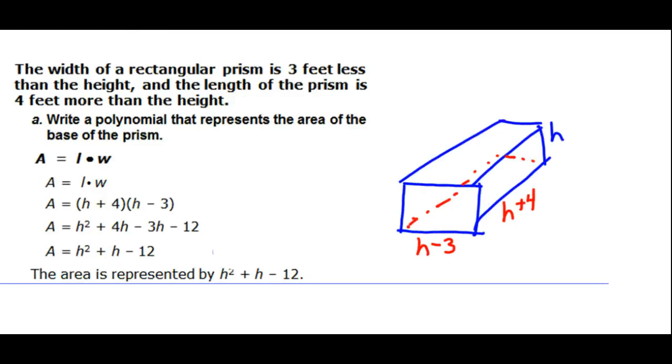You can apply this. Here's a rectangular prism, and it says the width is 3 feet less than the height. So here's the height, and so this is 3 feet less. And then the length is 4 feet more than the height. So I just did the dimensions there. Write a polynomial that represents the area of the base. Well, the base is h minus 3 and h plus 4. We know the area of a rectangle is length times width, or base times height. So we substitute those in.